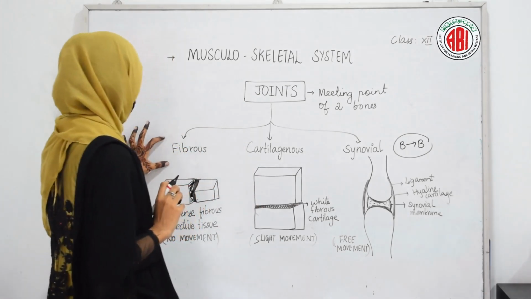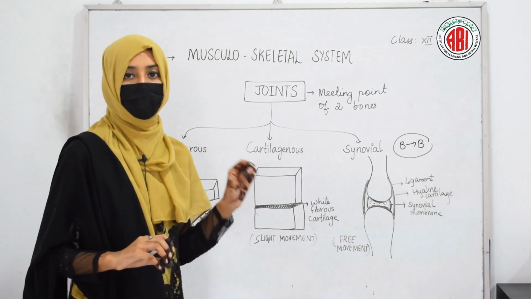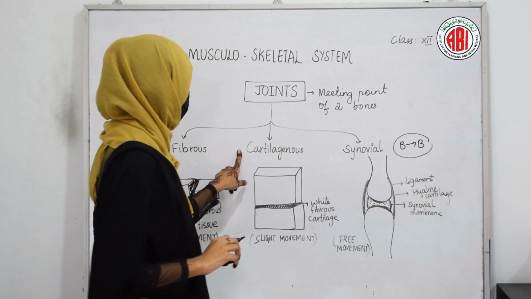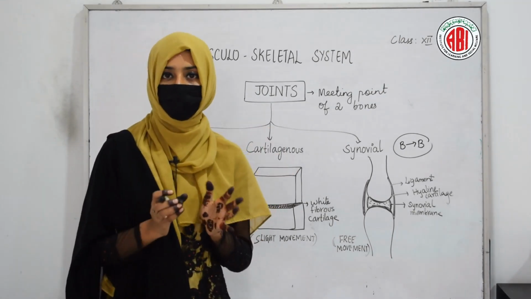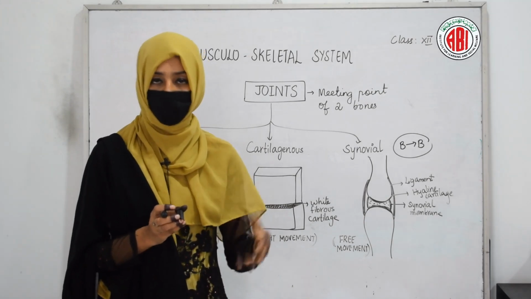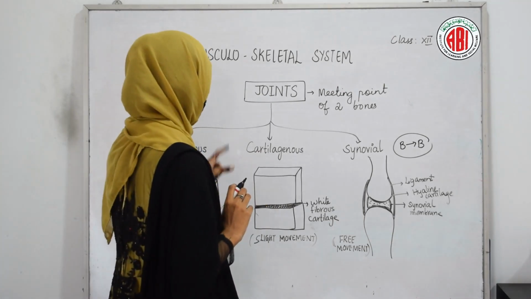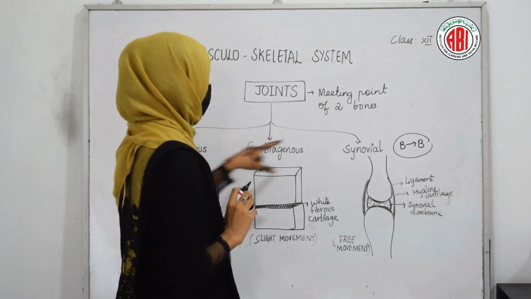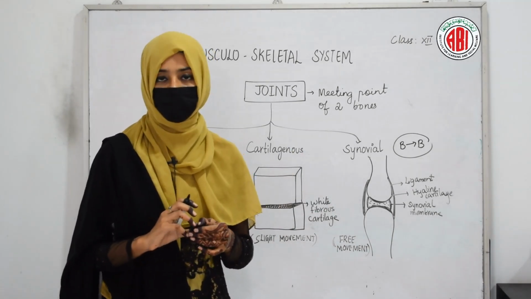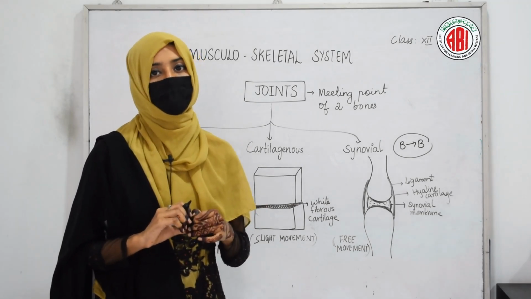One is the fibrous joint, which does not allow the movement of your parts. And the other one is the cartilaginous joint, which attaches the different tissues or organs to each other, and those organs or bones you can move slightly. Free movement is not possible in the cartilaginous joint. But in the case of the synovial joint, you can see free movement. It allows the free movement of the different bones.